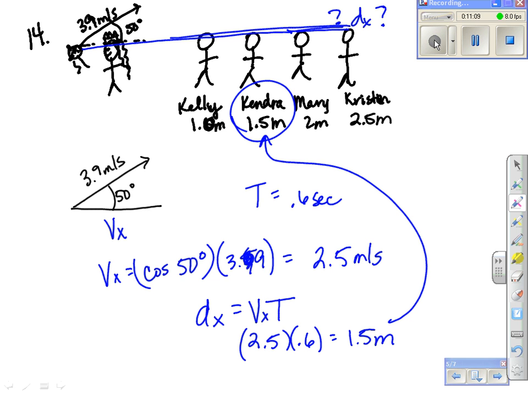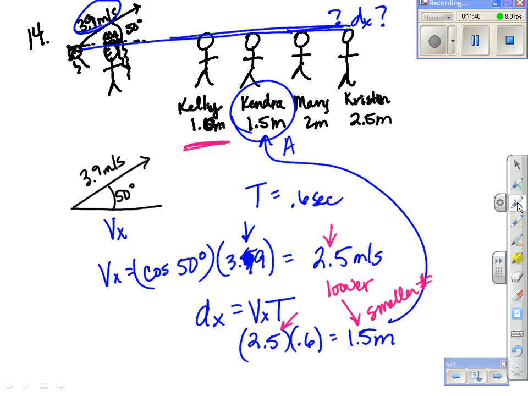And then it says if we now slow down this speed of 3.9, that's also going to make this speed, actually right here, this 2.5, lower. And if it lowers that, who's going to catch it? Well, if that's lower, then that's a smaller number, and that's a smaller number. So if this is a smaller number, who's going to catch it? Well, then that would be Kelly. So on this, A was Kendra and B would be Kelly.